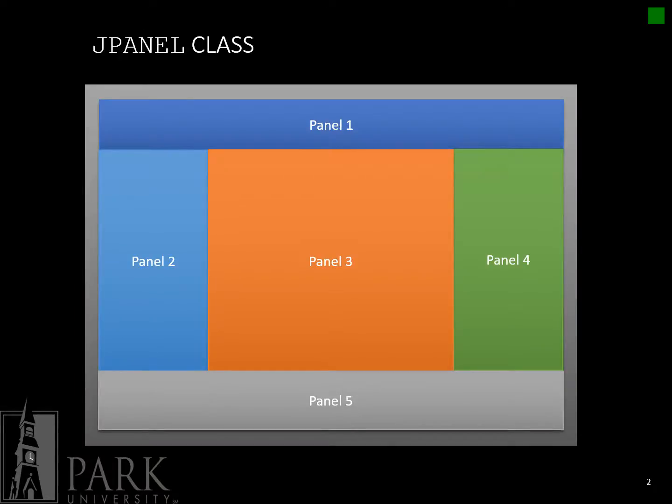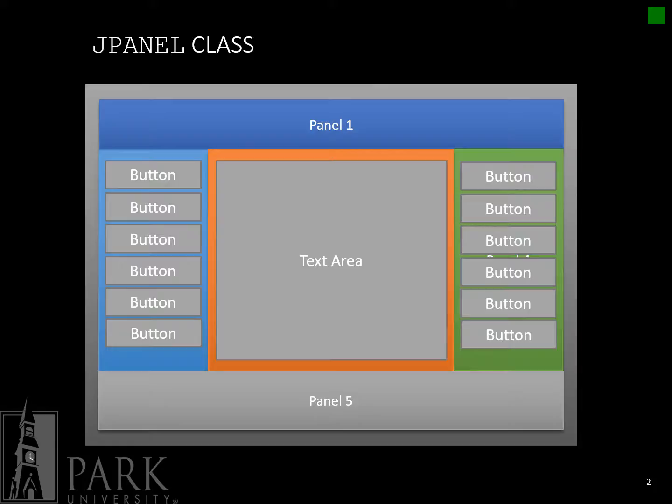A JPanel container object is a generic storage area for components. If you have a complicated window with lots of components, you may want to compartmentalize them by storing groups of components in JPanel containers. JPanel containers are particularly useful with grid layout and border layout windows because each compartment in those layouts can only store one component.